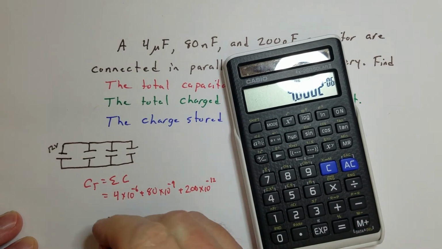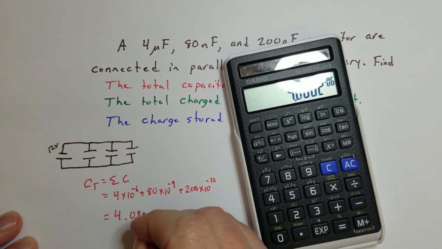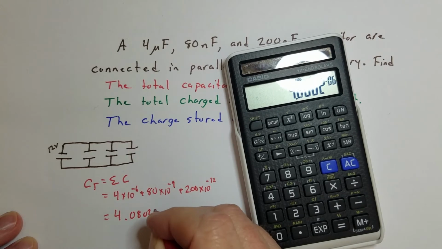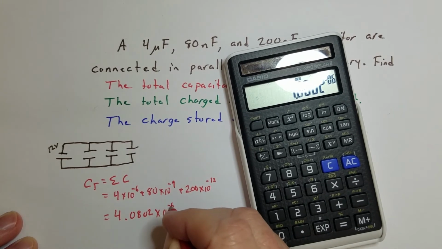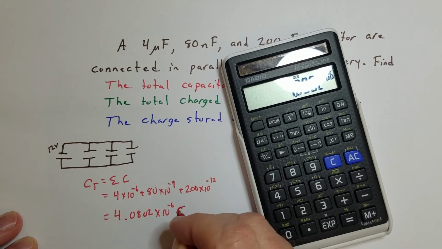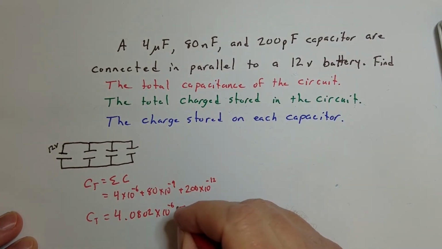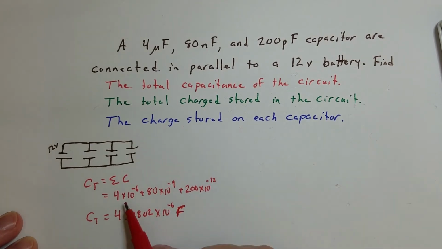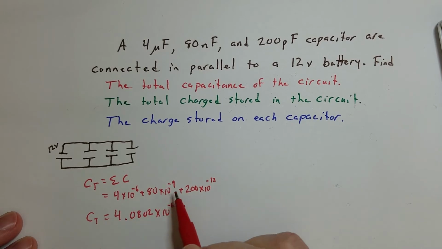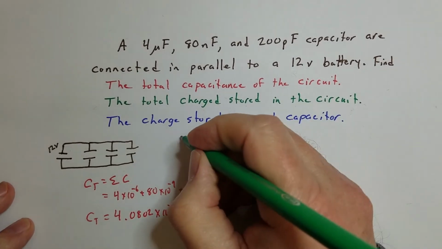equals a total of 4.0802 times 10 to the minus 6 farads. So mixing these doesn't really help you a whole lot. That dominates pretty much everything. But I'm going to go ahead and leave it out because you can see where we add these up. Let's figure out the total charge.